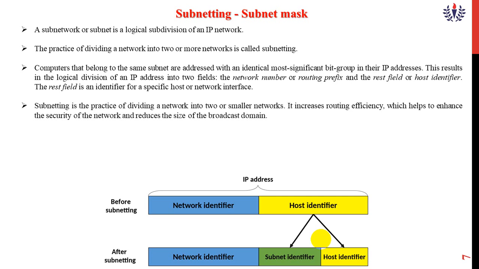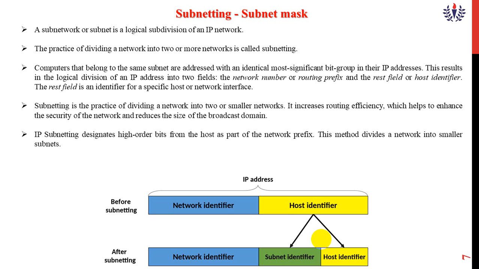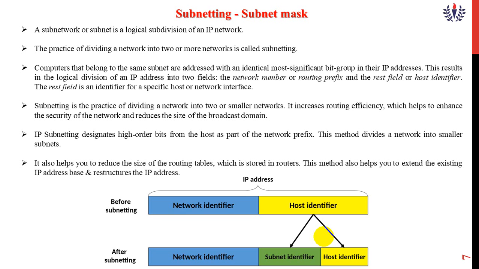Subnetting is the practice of dividing a network into two or more smaller networks, increasing routing efficiency, which helps to enhance the security of the network and reduces the size of the broadcast domain. Subnetting designates higher order bits from the host as part of the network prefix. This method divides a network into smaller subnets. It also helps to reduce the size of the routing tables stored in routers. This method also helps you to extend the existing IP address base and restructure the IP addresses.